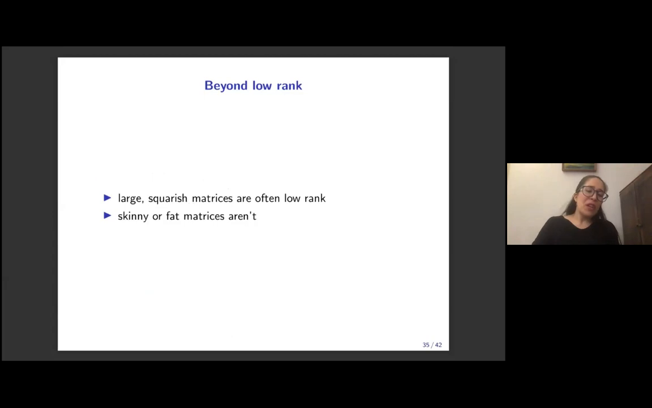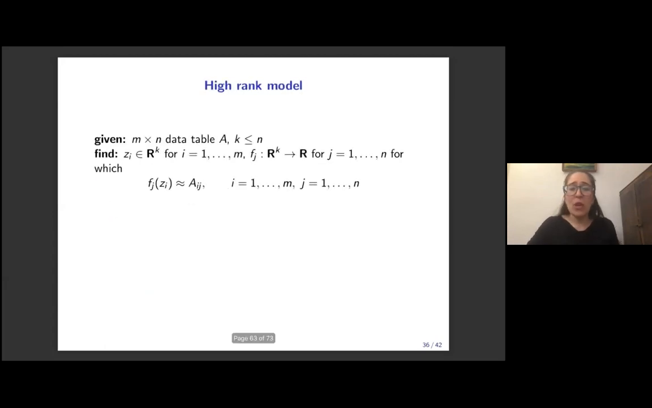What I've told you is that large square matrices are often low rank, but skinny or fat matrices are not. So what do we do about skinny or fat matrices? We should not expect generalized low rank models to work well. There's no theoretical reason, and in practice they don't. So you might want a different kind of model.